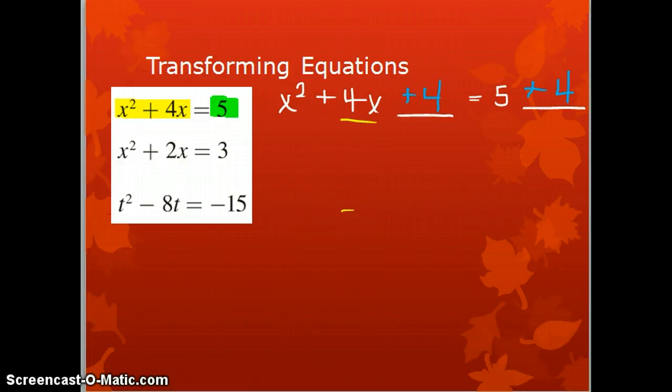Now this is where the fun part comes in. And yes, I'm being fun and optimistic here. I know everybody views this differently. I just need to start transforming this equation.